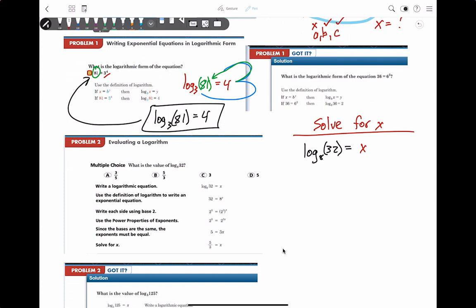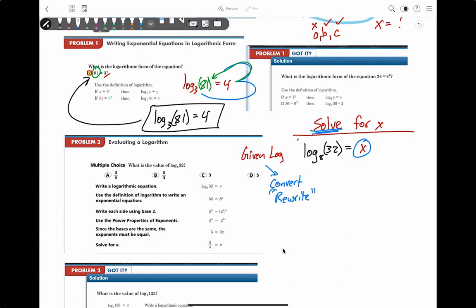And again, I'm given a logarithmic form. So the best way to solve for this unknown is to convert or rewrite this logarithmic form into an exponential form.